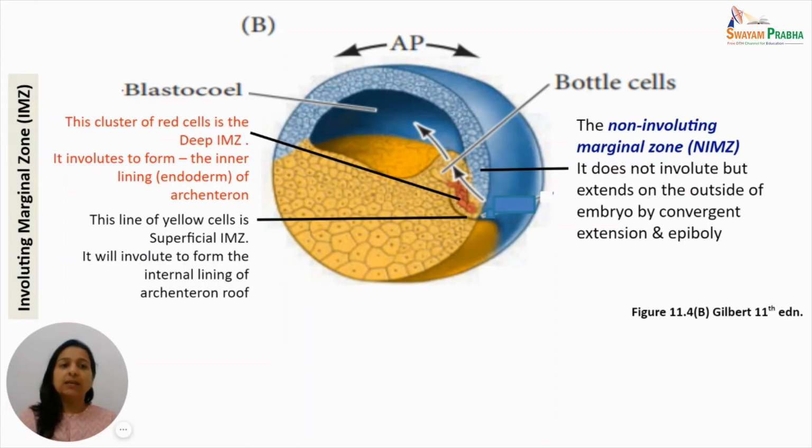So we see that the non-involuting marginal zone cells are the ones which are part of the ectoderm. They do not undergo involution. They stay on the outside of the embryo and they extend by convergent extension and epiboly. By the end of gastrulation, they spread all over the embryo. The involuting marginal zone cells include the deep IMZ cells as well as the superficial IMZ cells, which form parts of the archenteron.